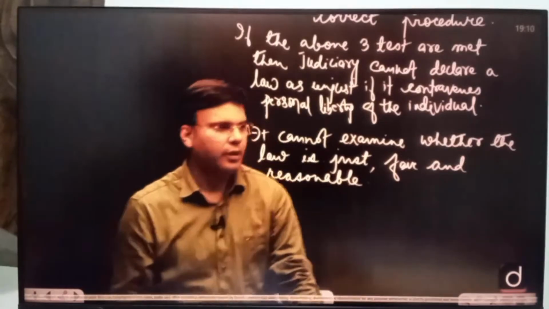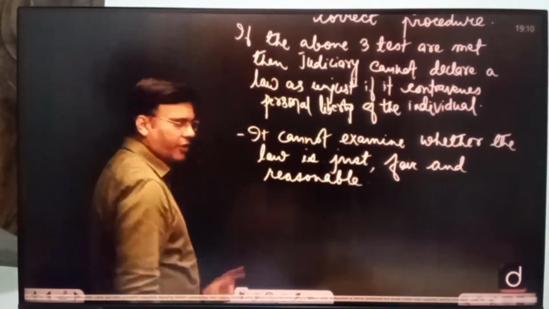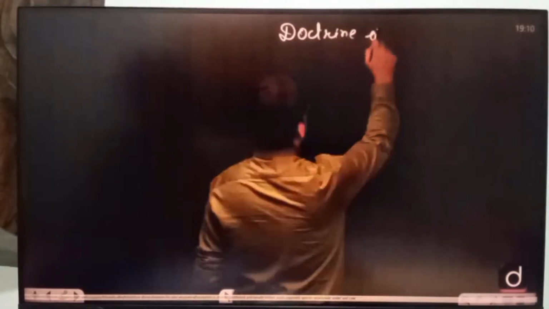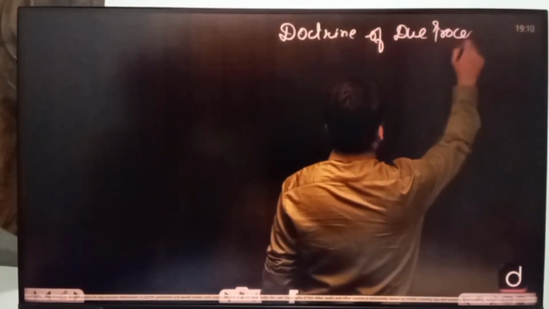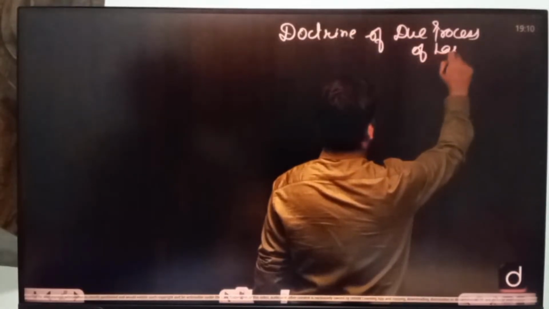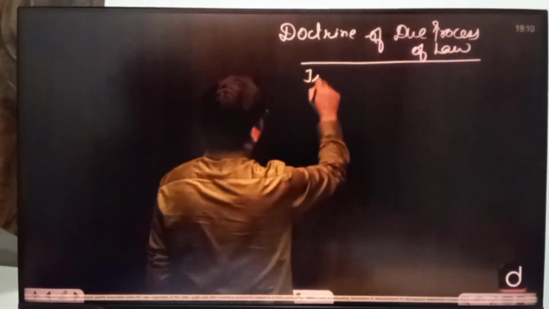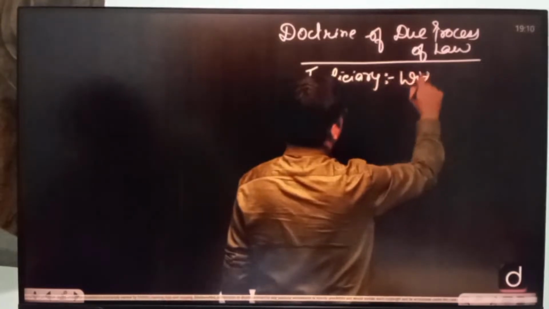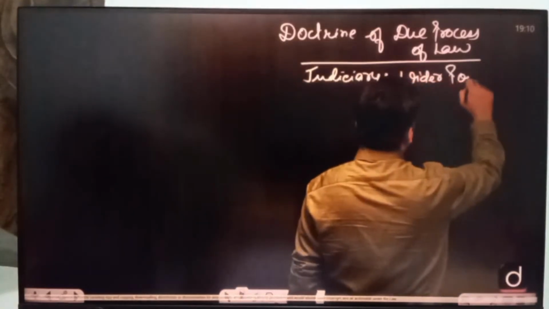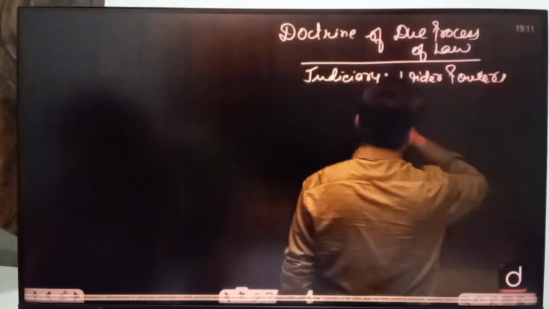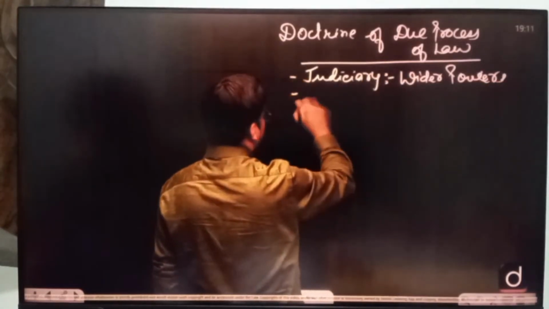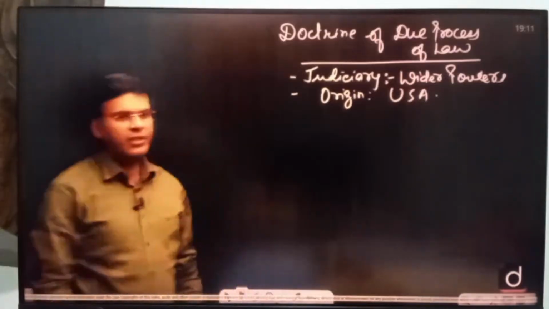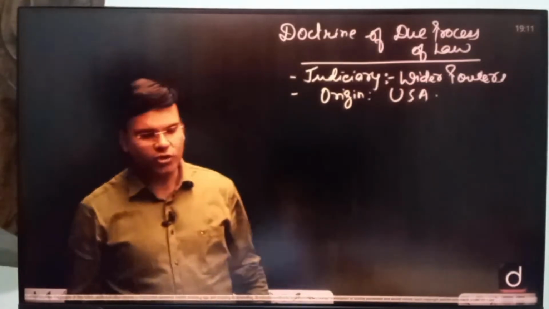ठीक है? अब इसी के साथ ये समझ में आया ये डॉक्ट्रिन. Now we have a doctrine of... यहां पर जो जुडिशरी होगा, जुडिशरी इस डॉक्ट्रीन में they would have wider powers. वहां मैंने क्या लिखा था? They will have limited powers. So judiciary here will have wider powers. And the next thing is, where is the origin? The origin is USA. So it is basically originated from the US constitutional practices.